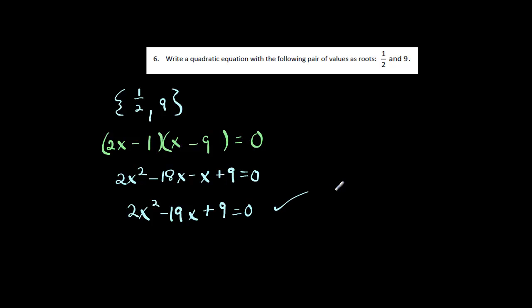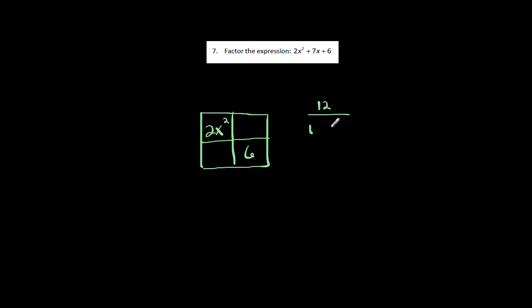And that is one possible answer. Number 7 is just a basic factoring problem. So let's use the box method here. Lead term is 2x squared. Last term is 6. Our AC is 12. Let's write the possibilities. 1 and 12, 2 and 6, 3 and 4.